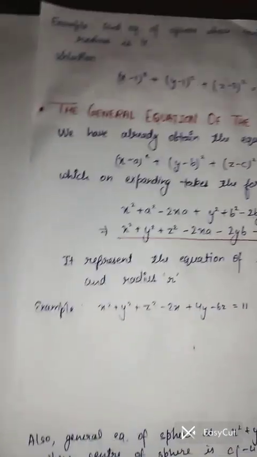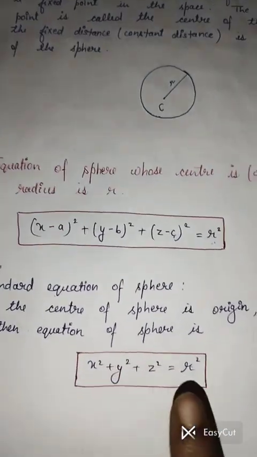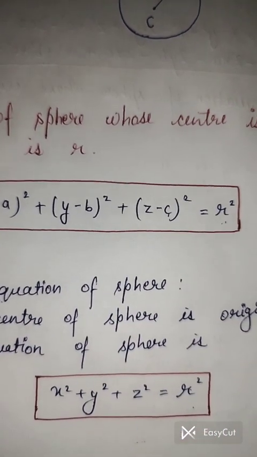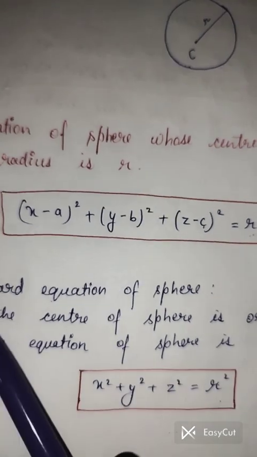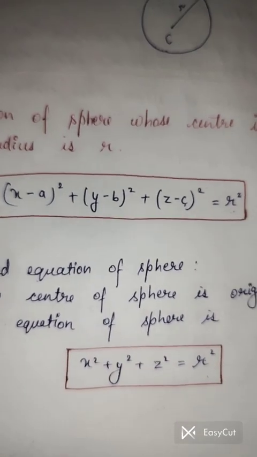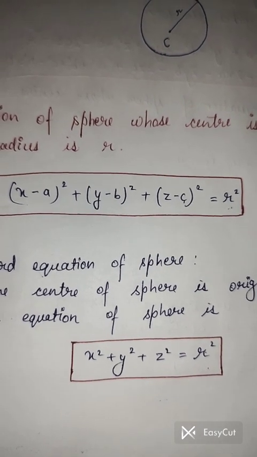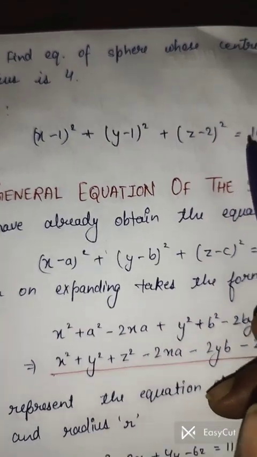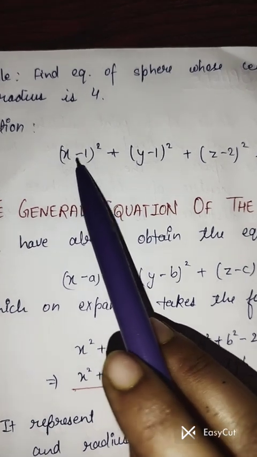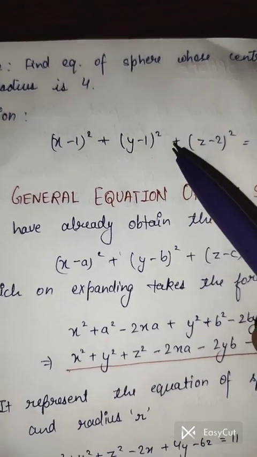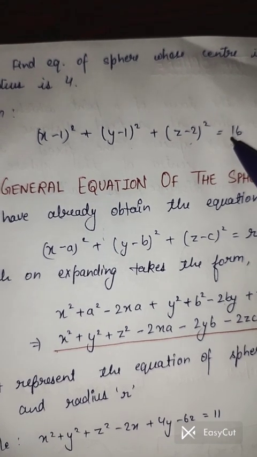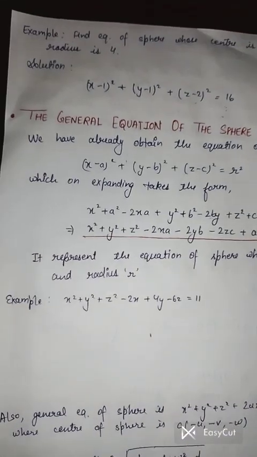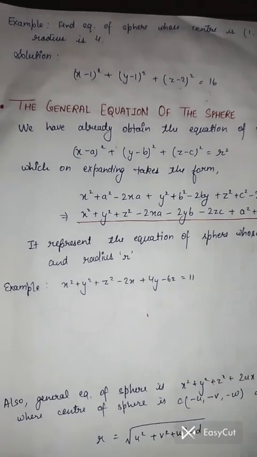Now we have the general equation of the sphere as (x minus a) whole square plus (y minus b) whole square plus (z minus c) whole square is equal to r square. In this we will put the values of a, b, c and r from the question, and we will get the required equation of a sphere. So after putting the values of a, b, c and r, we get the final equation as (x minus 1) whole square plus (y minus 1) whole square plus (z minus 2) whole square is equal to 16. We can also expand this equation, which I am going to tell you all in the next section.